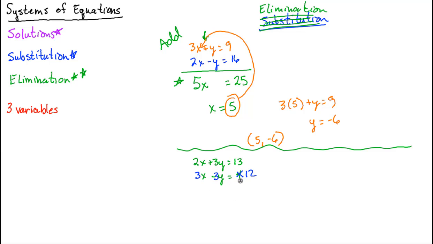Look at what we just did. Can you times an equation by the same thing? Yes, as long as you do the same thing on both sides. Now let's add them, and we end up with 2x plus 3x is 5x. 3y and negative 3y, gone.